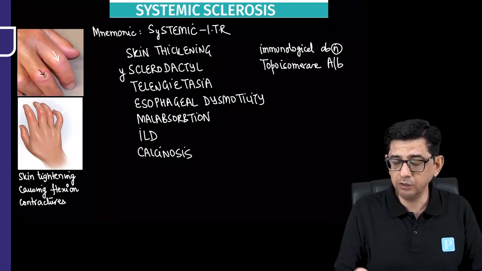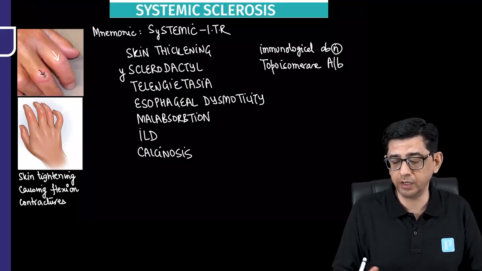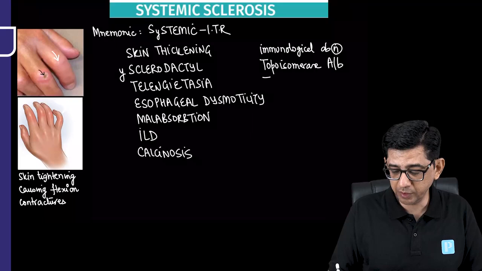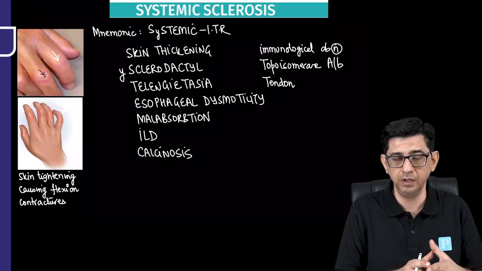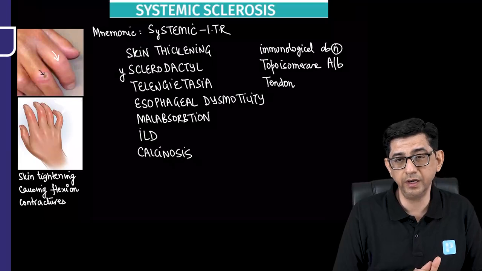But one of the key words in the question would be skin thickening, sclerodactyly, and another would be topoisomerase antibody described. And the amount of fibrosis in this condition, the extent of fibrosis, can be so extensive that it could even involve the tendons.